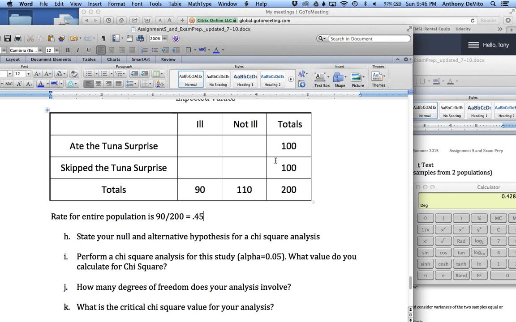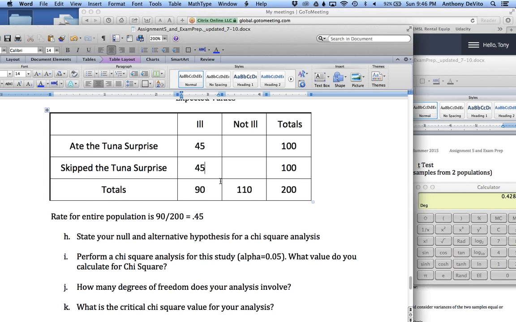Well, if that's true, and if there's no difference between eating it and not eating it, if we took 100 people that ate it, we would expect 45, or 45% of those 100 people, to get sick. And if there was no difference in skipping it or eating it, we would also expect 45%. In other words, as if it was the peach cobbler instead. Kind of like the prevalence, exactly right.